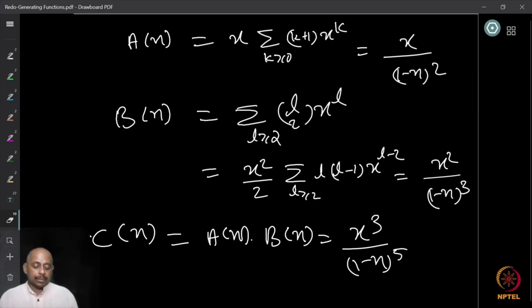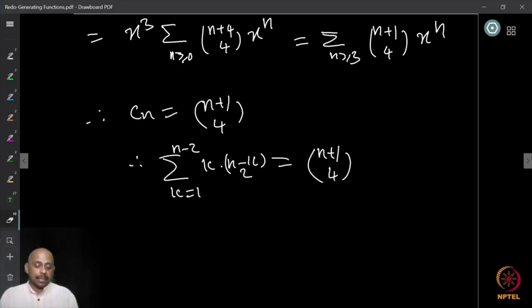Okay. So then the c of x by the product rule is a of x into b of x, which is x cube by 1 minus x whole raised to 5. But now, 1 minus x whole raised to 5, we can find out by Taylor series expansion, and then we need to shift the degree by 3, because there is an x cube. So I can write this as x cube into summation n greater than 0, n plus 4 choose 4 into x raised to n.